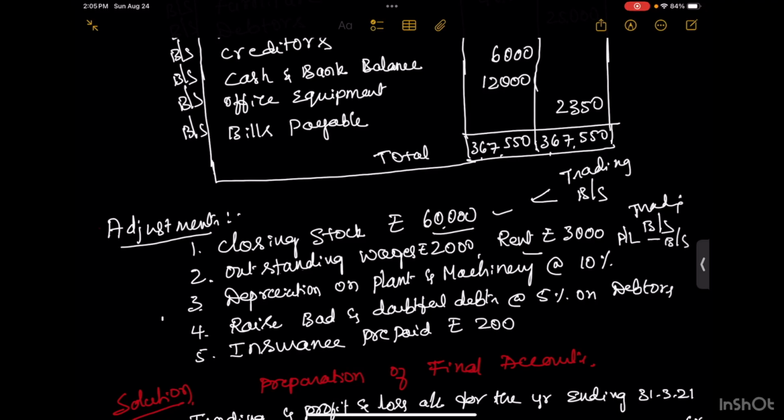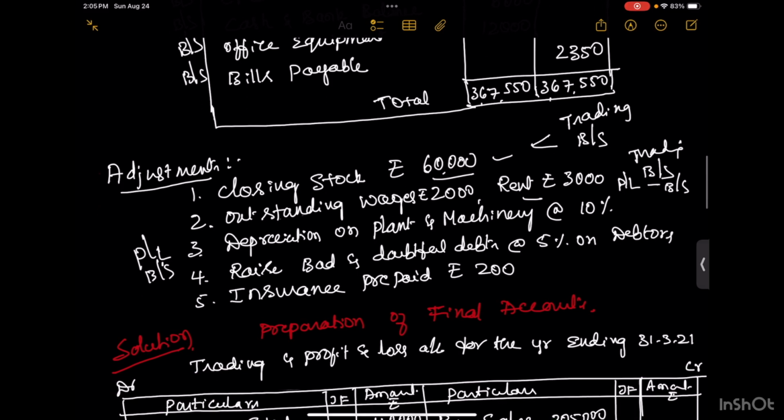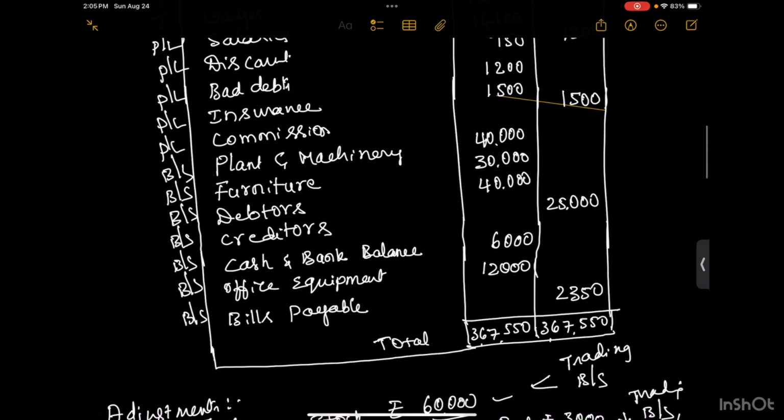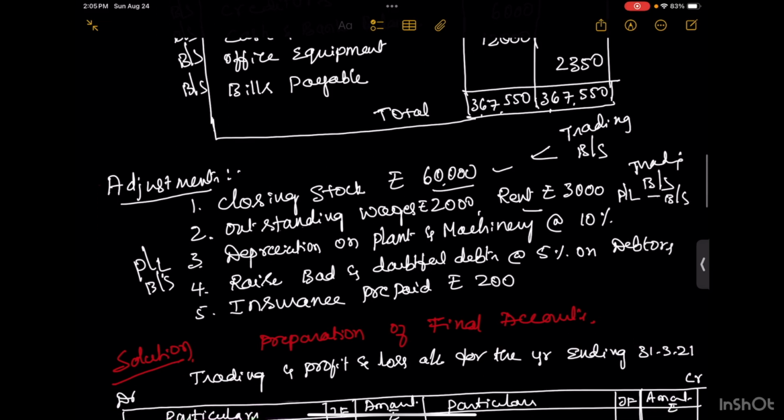Depreciation is to be recorded as an expenditure in the profit and loss account, and adjustment to be done in the balance sheet for plant and machinery. We have to make a record in the balance sheet also. And bad debts, so it's an additional bad debts. We already have bad debts in the trial balance, 1200, so we are making additional bad debts on debtors.